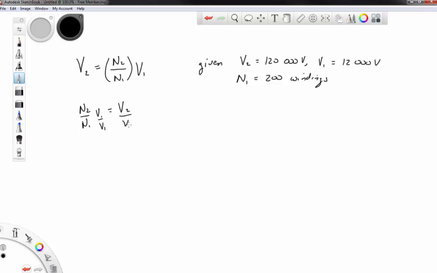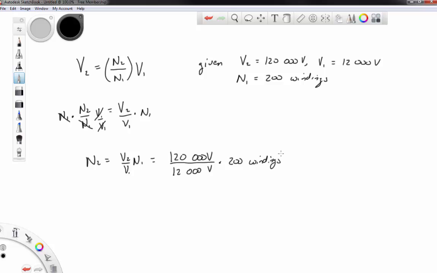So let's go ahead and divide both sides by V1. That gets rid of the V1s. Let's go ahead and multiply both sides of the equation by N1. That gets rid of the N1s. So we have N2 is equal to V2 over V1 times N1. So that's 120,000 volts divided by 12,000 volts times 200 windings.